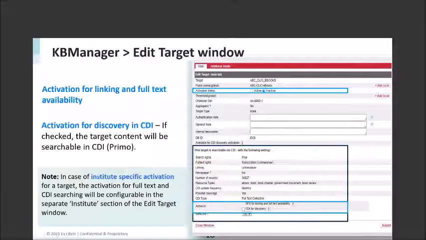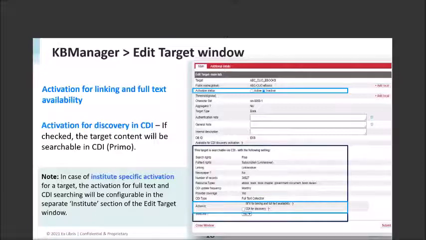One thing to keep in mind is if you've created institutes in your SFX instance, so you have institute-specific activation, then you will not see this section. This will look a little bit different. Instead of having activation status and active in CDI for discovery, the activation for full text and CDI searching will be configurable in a separate institute section here at the top of the Edit target window. So this will look a little bit different, because you can actually activate per institute instead of for the whole institution.